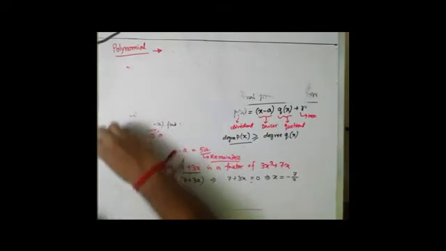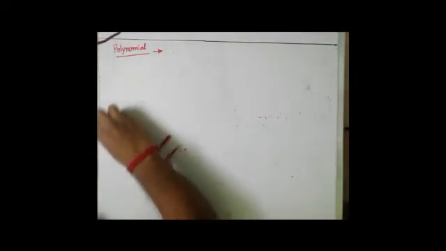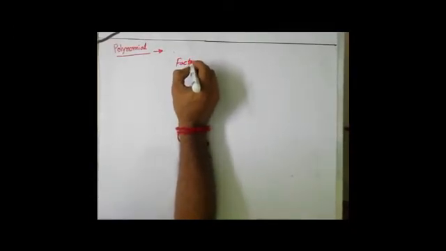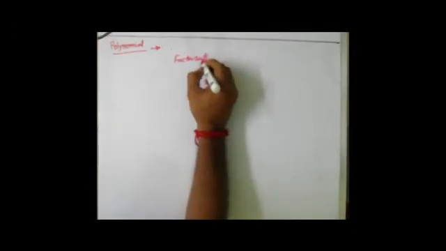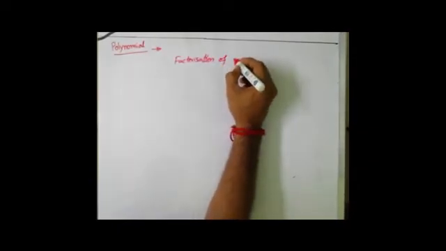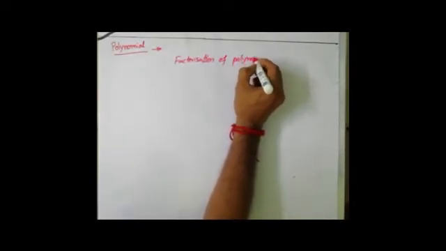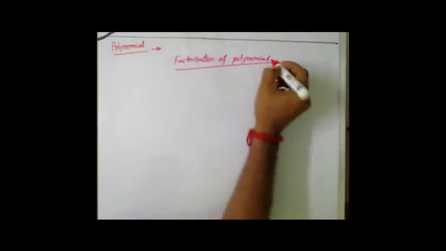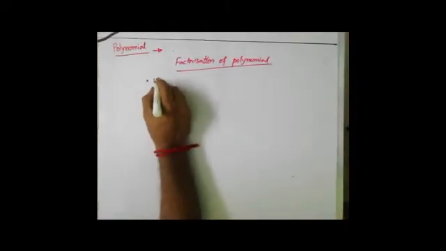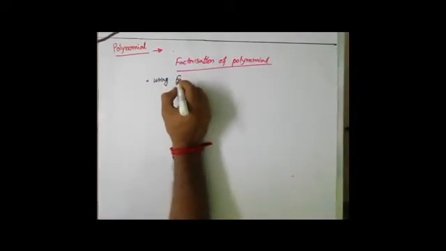Now moving to the next part. Basically the polynomial chapter is a big one, so I should clear each of the topics here. The next topic coming over here is how to factorize, that is factorization of polynomials. Factorization can be done using one theorem, that is the factor theorem.